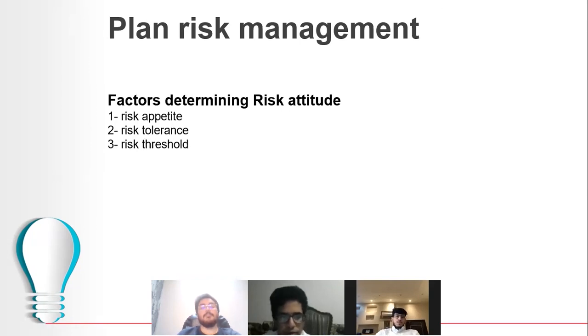We have the factors determining risk attitude. First, we have risk appetite, which is the degree of uncertainty an organization is willing to take on in anticipation of a reward. Second, we have risk tolerance, which is the degree, amount, or volume of risk that an organization will fund. Third, we have risk threshold, which is the amount of risk that an organization is willing to accept. Next.